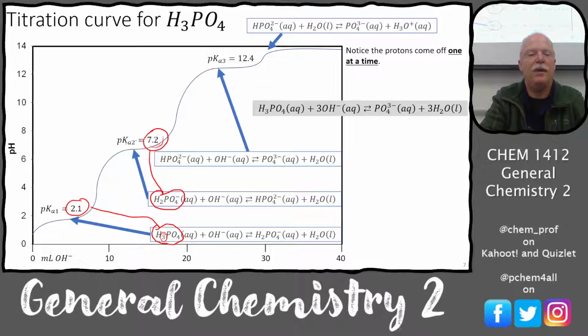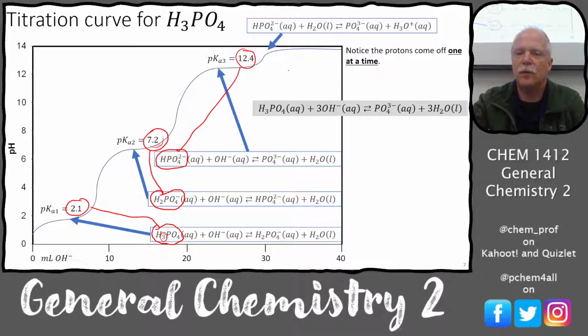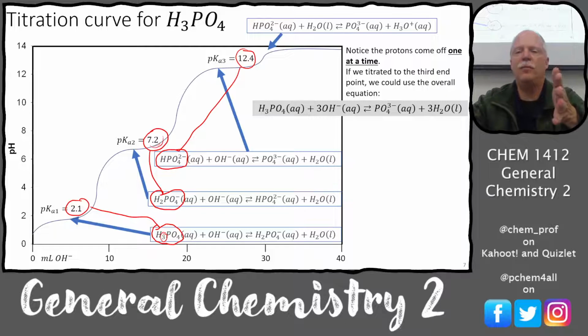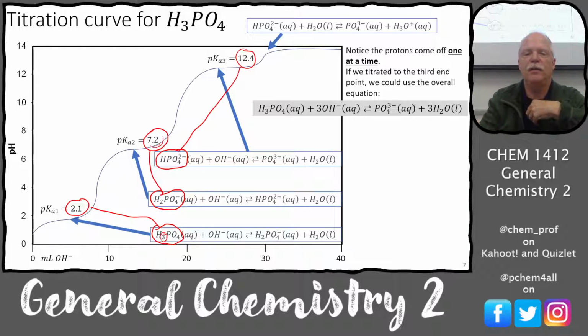So we're going to be around that pH for a while until we run out of the 2-proton version of phosphoric acid. Then we get a huge jump in pH, and this 12.4 pKa is related to this one. And it will hold the pH around 12.4 until we run out of it. And then up here, we're just looking at the pH of adding hydroxide to water. All right. So if we titrated to the third endpoint, we could use this overall equation here, this H3PO4 plus 3 hydroxide and so on.